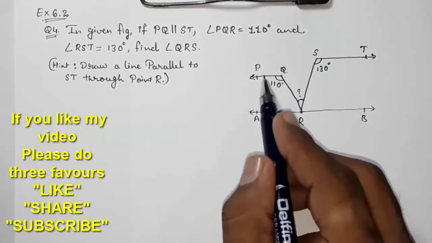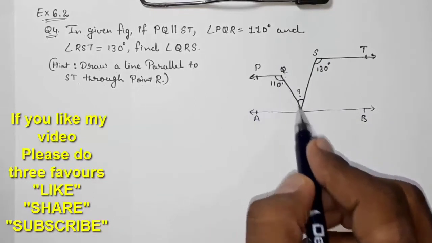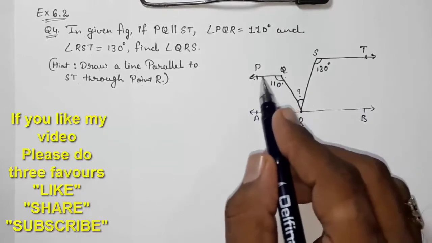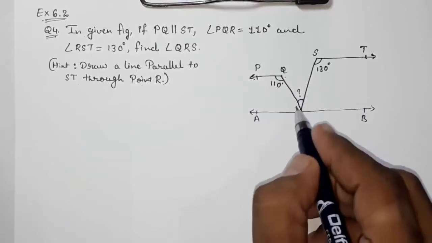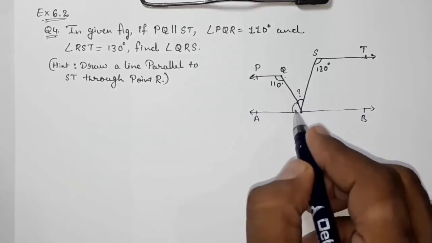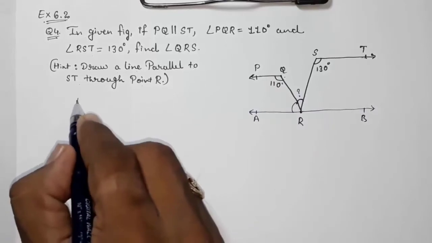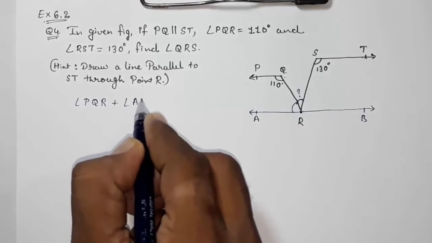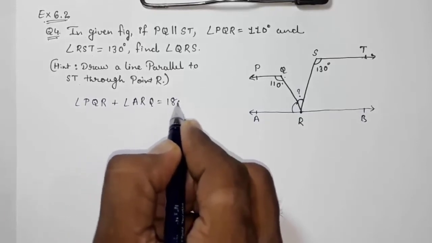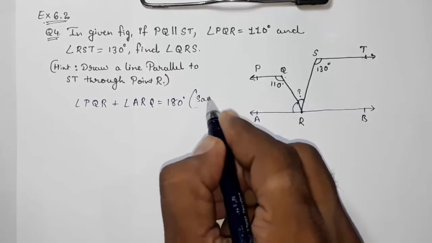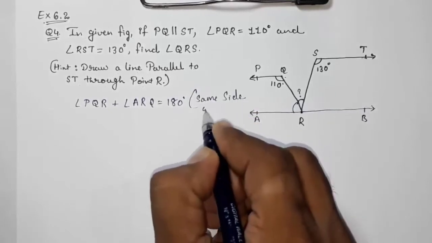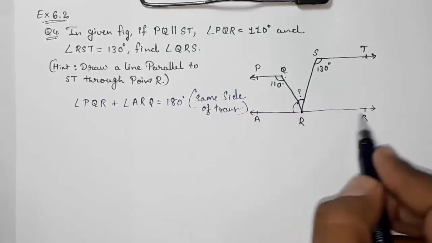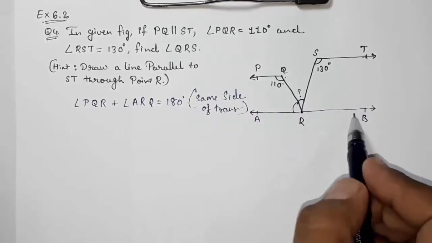So now what will happen? We can see now these two are parallel and QR is the transversal between these two. So there is a relationship between them. What can we do? We know that the sum of these two angles will be 180. Directly we can say angle PQR plus angle ARQ is equal to 180 degrees. Why? Same side of the transversal. These two are parallel, so same side of transversal. Actually, you have to write down that statement which I told you, that construct this line.